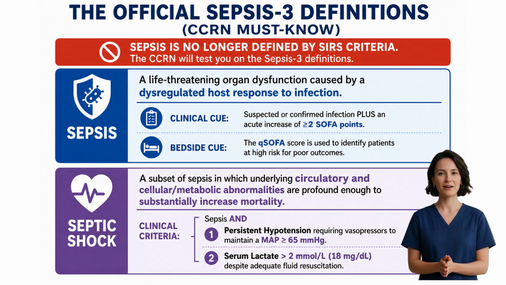To meet the criteria for septic shock, the patient must have sepsis and require vasopressors to keep their MAP at or above 65 and have a serum lactate greater than 2 even after you've given them fluids. Memorize these two criteria for septic shock: vasopressors and lactate greater than 2.